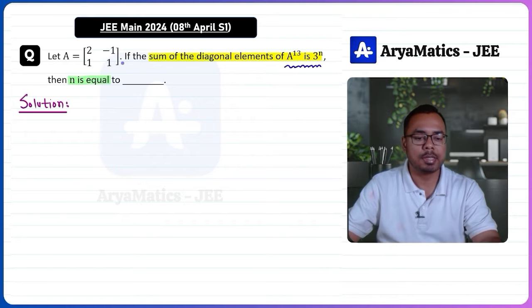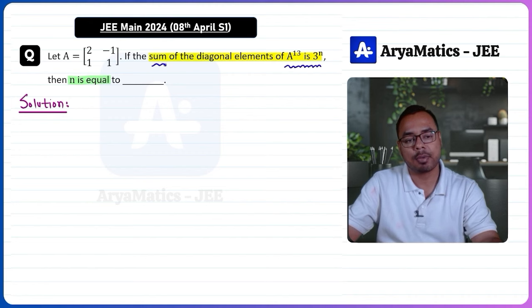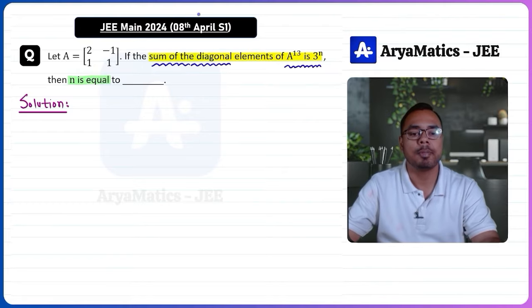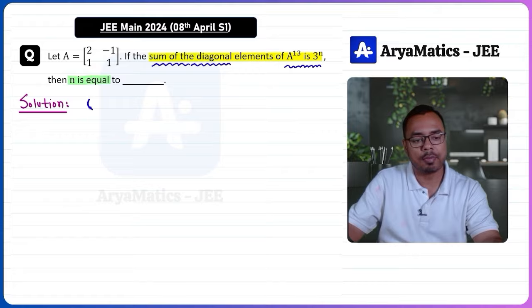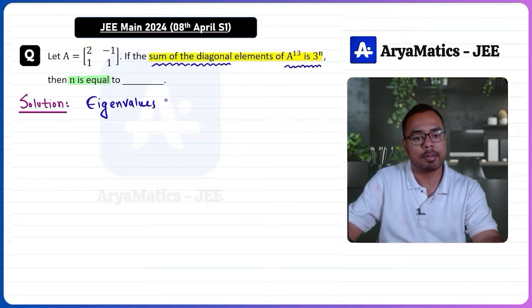But there is another much easier method of solving this type of problem. And in the last few years in JEE Main, you will find that there are a number of PYQs where some matrix is given, and you have to find the sum of diagonal elements of that matrix raised to some large power like 13, 15, and so on. So these types of problems one can easily solve if you are familiar with the concept of eigenvalues of a matrix and properties of eigenvalues.